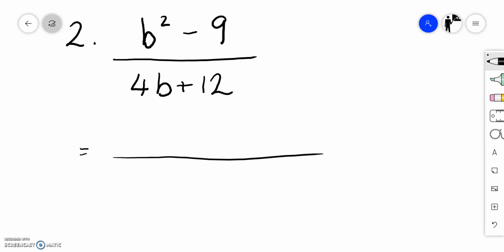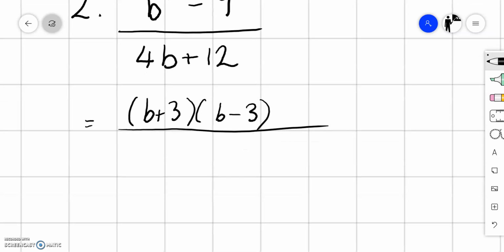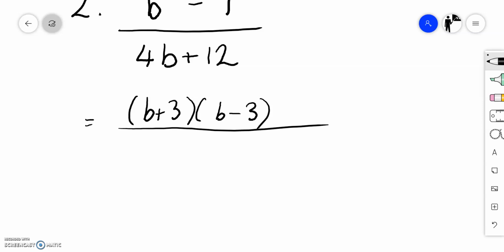Oh yeah, I do. 9 is 3 squared. So I can rewrite this as b plus 3, b minus 3. Let's have a look at our denominator. Step 1, is there a common factor? Well, yeah, 4 goes into both of those. And then that's going to be b plus 3.